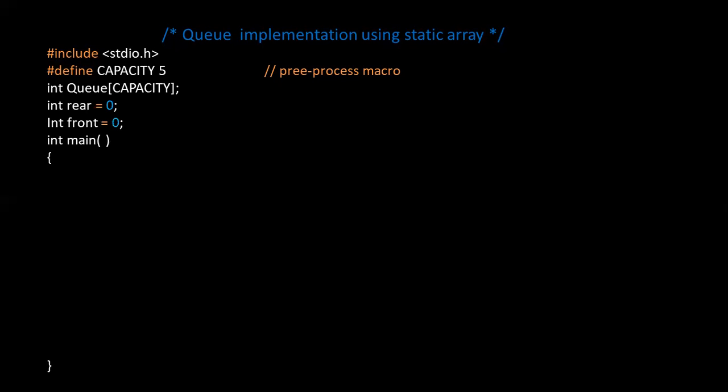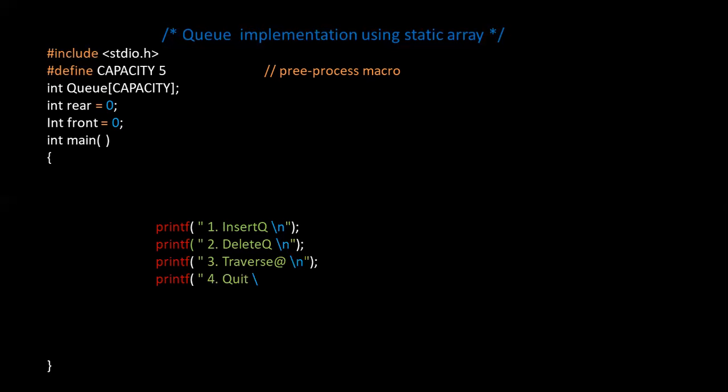Now we have to perform the queue operations, and all the operations we perform on the queue, we will be printing on the console. First, we can insert an element into the queue, and the second operation is we can delete an element from the queue. The third operation is traverse, which is used to display all the elements in the queue. And the fourth operation, to exit from the program, is the quit option.